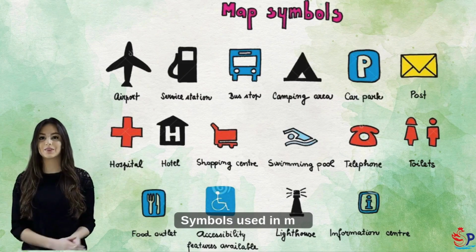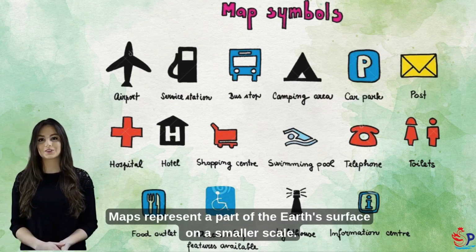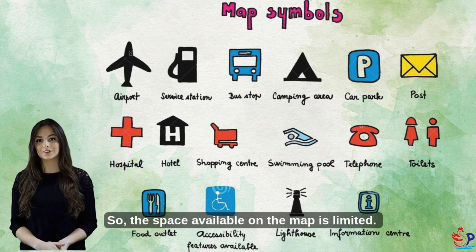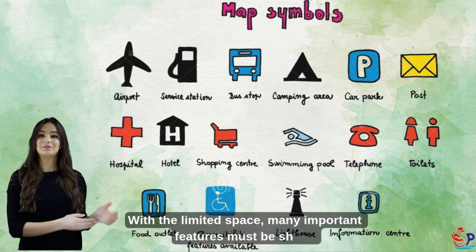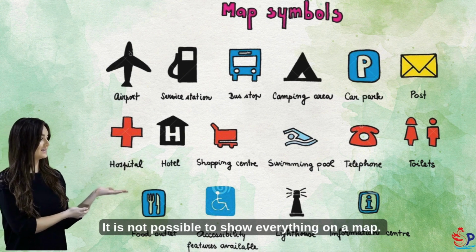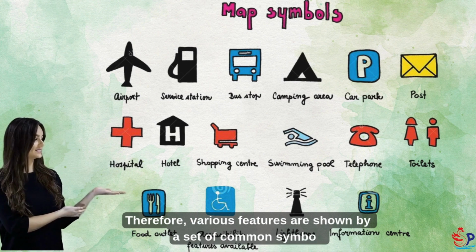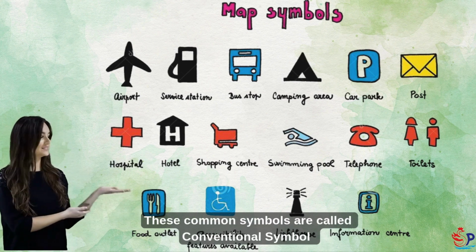Symbols used in map. Maps represent a part of the Earth's surface on a smaller scale. So, the space available on the map is limited. With the limited space, many important features must be shown. It is not possible to show everything on a map. Therefore, various features are shown by a set of common symbols. These common symbols are called conventional symbols.